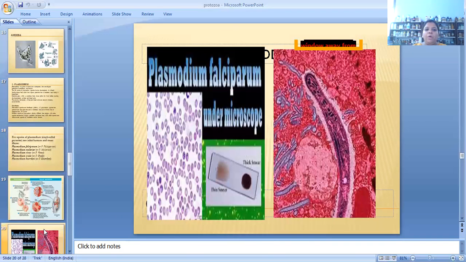This is the diagram of Plasmodium falciparum under the microscope. This you will see or observe under the microscope whenever you are studying the slides of the Plasmodium. Here you have to prepare the thick smear and thin smear, right? Smear from the blood sample and you will find the Plasmodium. This is how you will observe it if it is present inside the blood.